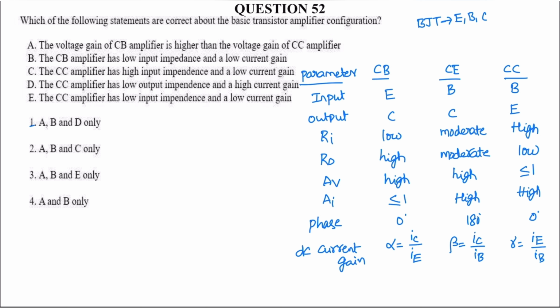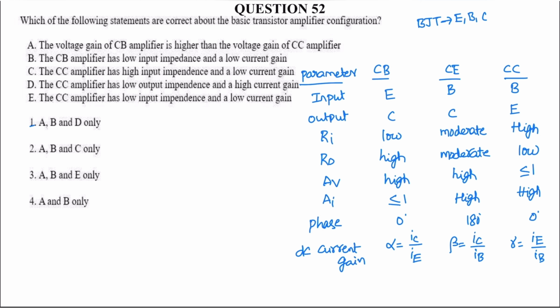Only the CE amplifier produces 180-degree phase shift. The rest, common base and common collector, produce 0-degree phase shift. The DC current gain in common base is alpha, the DC current gain in common emitter is given by beta, and the DC current gain in common collector configuration is given by gamma.